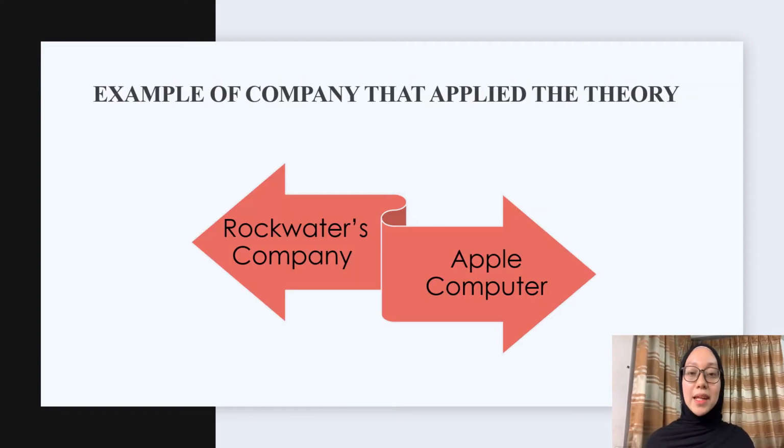Next, I will explain an example of a company that applied balanced scorecard theory. First, it is Rockwater company. Rockwater is a global pioneer in underwater engineering and construction and is a wholly owned subsidiary of Brown and Root or Halliburton, a multinational engineering and construction company.